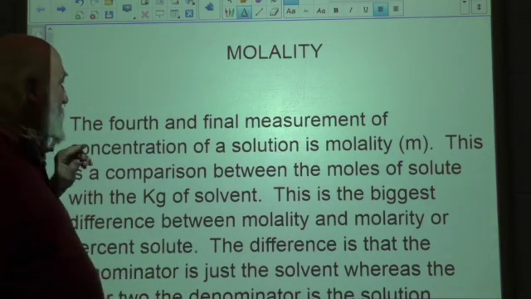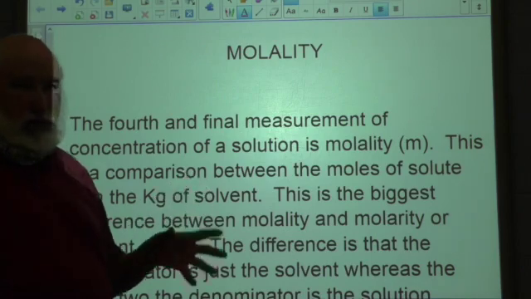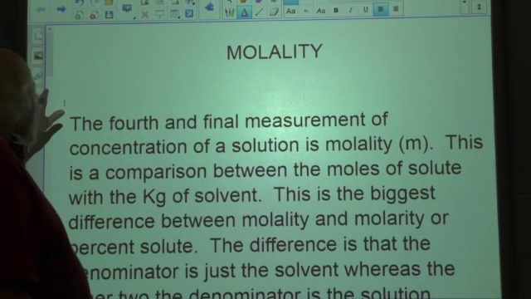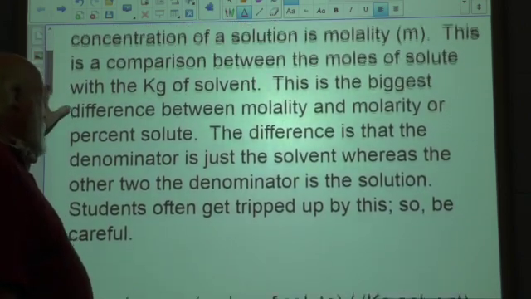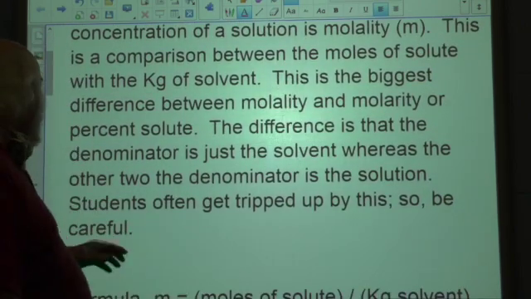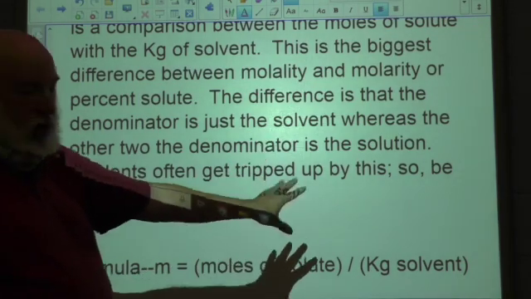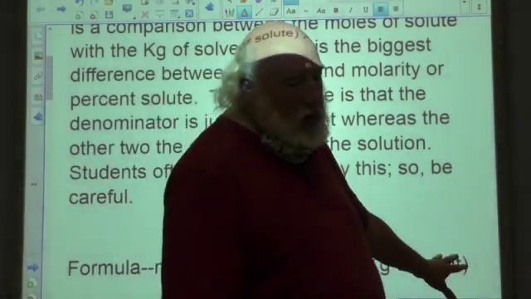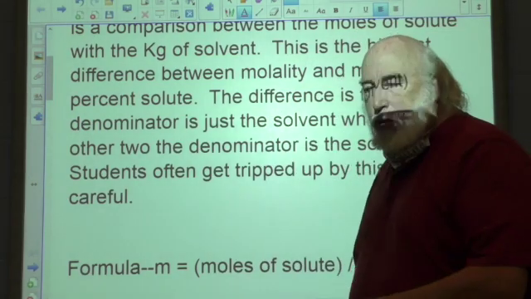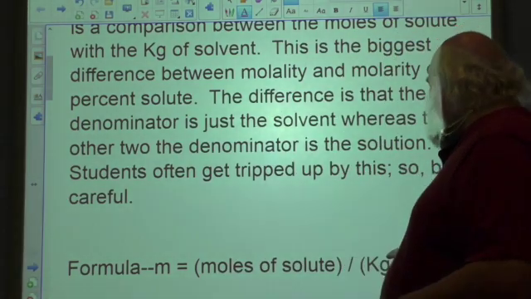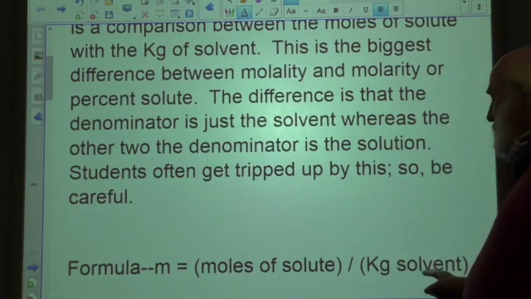And that is that the denominator of molarity, as we said, is liters of solution. And the denominator for molality is kilograms of solvent. So the denominators of these 2 fractions, for molarity and molality, are the difference. And it's a difference not just in what it's measured with, it's what you are actually measuring.